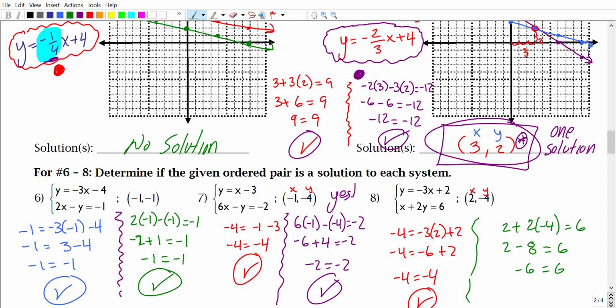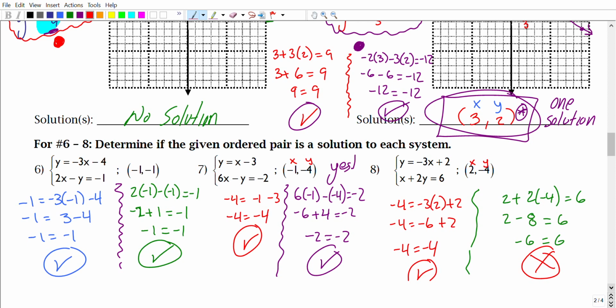Is that true? No. This is not true. Okay? -6 is not equal to, I'm sorry, -6 is not equal to positive 6. So because that's not true, even though this one right here checked out, it doesn't matter if this one doesn't check out. Okay, they both have to work in order for it to be a solution. So the question was, is 2 comma negative 4 a solution? No. So no, for number 8, 2 comma negative 4 is not a solution.